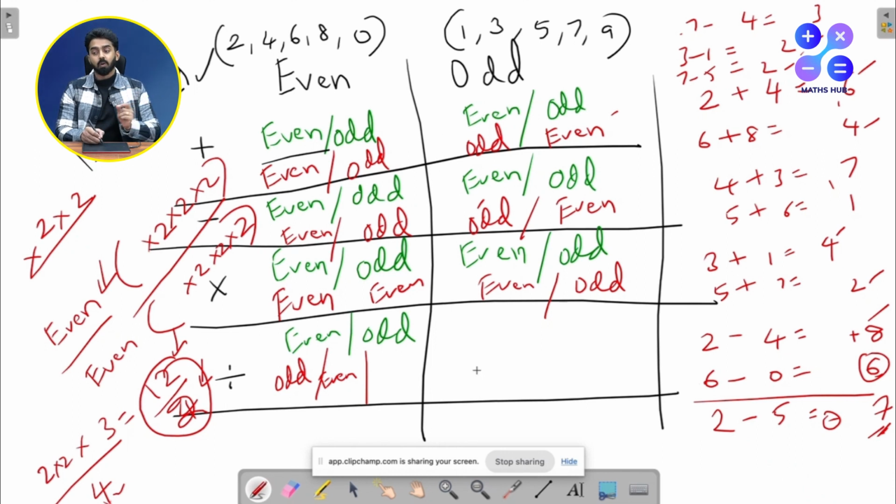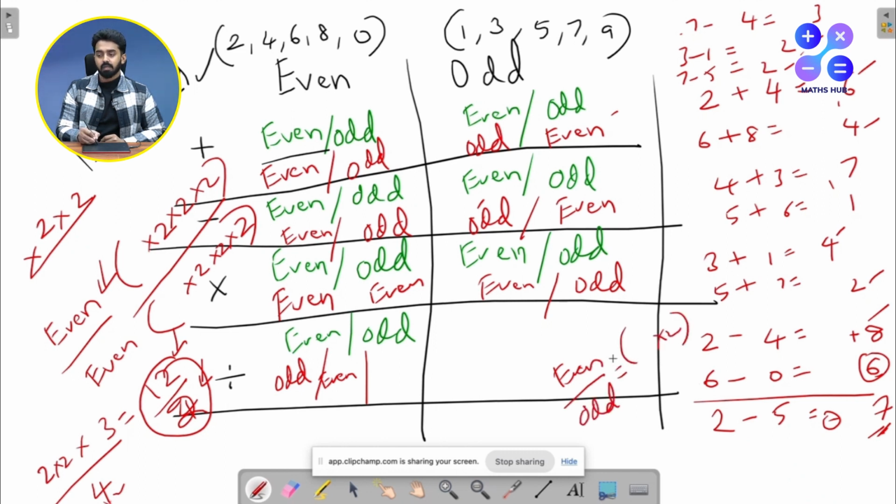But even by odd will always give you an even number. Why? Because in the numerator, when you have even and you have an odd at the denominator, you know that there's going to be at least a 2 in the numerator, correct? Since it's an even number. But if there's an odd number in the denominator, you can be sure that there will not be a 2, because there's no possibility of it getting cancelled. So you'll always end up with an even number here.